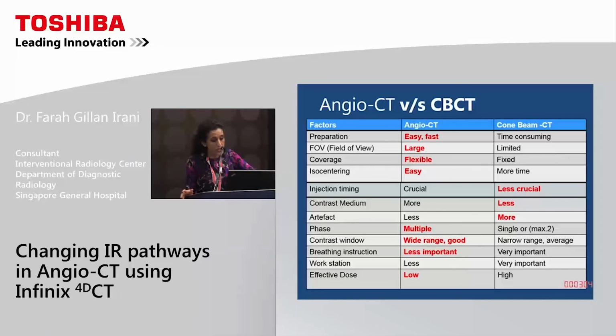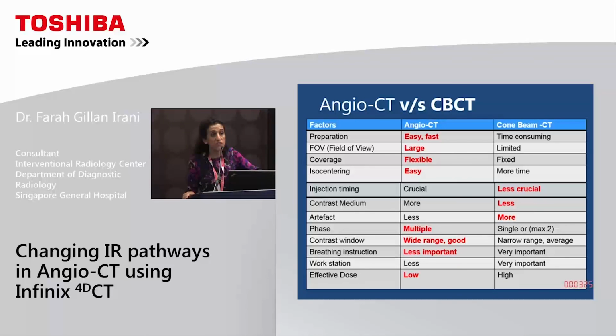If you use contrast, you tend to use a little more contrast with the Angio CT as compared to the cone beam CT, but you have much less artifacts as compared to cone beam CT. In cone beam CT, if your patient breathes, you're not going to get a good image. With Angio CT, you can do multiple phases. You can do an arterial phase, a delayed phase, a portal venous phase. Your contrast window is very large. It's very good. And breathing instructions are less important.